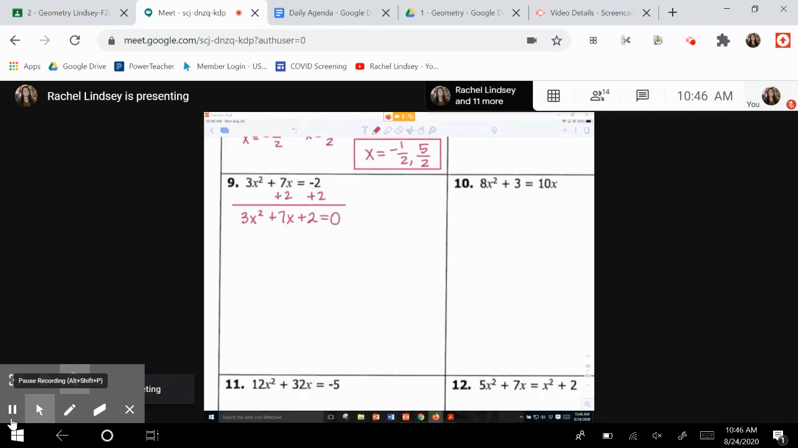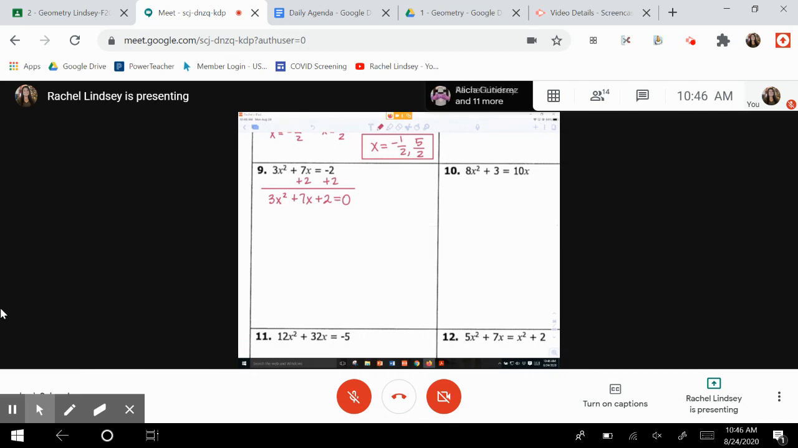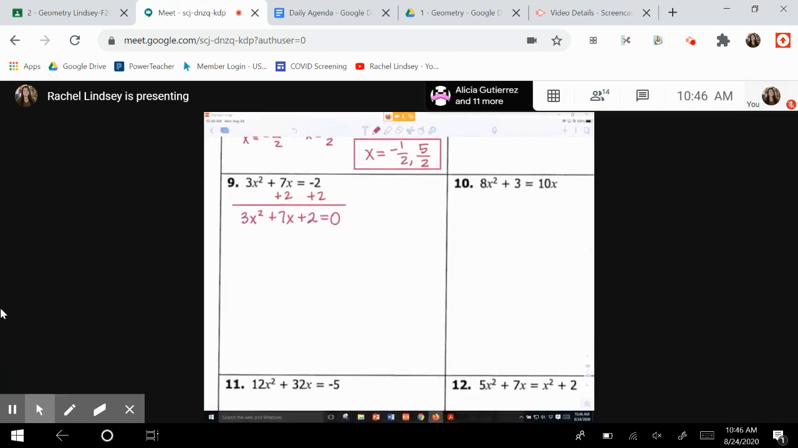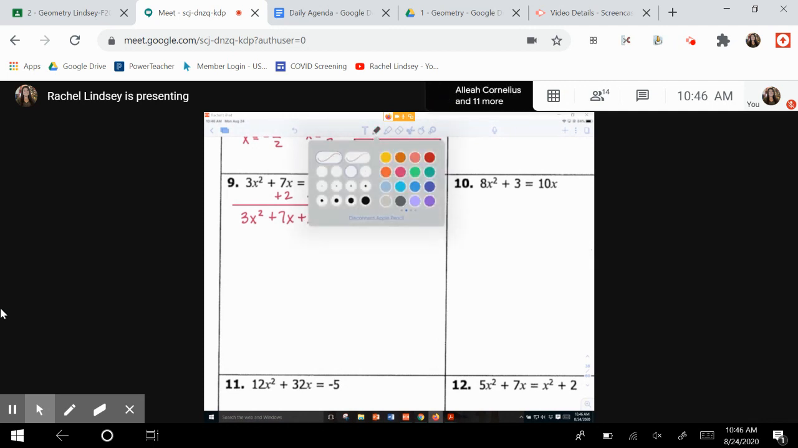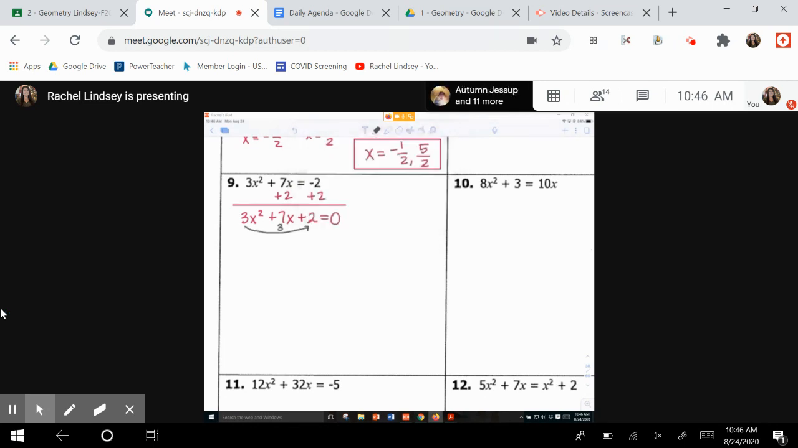So now, can I do a greatest common factor? No. So I have to slide and divide. Slide the 3 to the 2. I have x squared plus 7x plus 6 equals 0. What two numbers multiply to give you 6 and add to equal 7? Positive 6, positive 1.